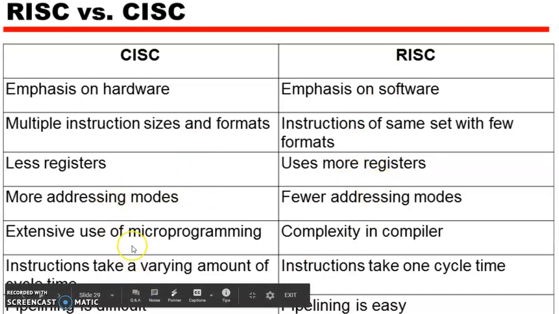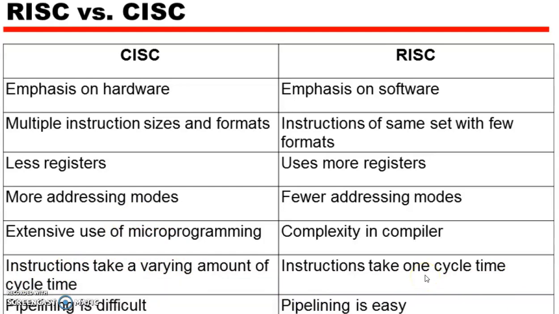CISC uses microprogramming very extensively. In RISC, the complexity lies with the compiler because it is software emphasized. Instructions take a varying amount of execution time in the CISC processor. In the RISC processor, an instruction takes one cycle, so the execution speed becomes faster compared to CISC. In CISC, pipelining is very difficult. In RISC, pipelining is easy. So this is the difference between RISC and CISC processors.